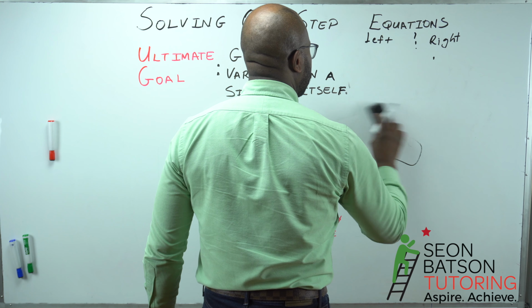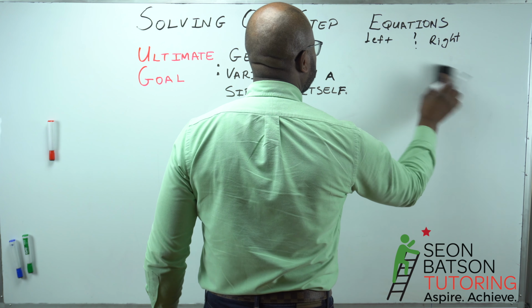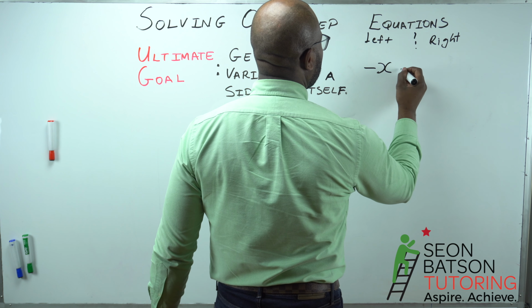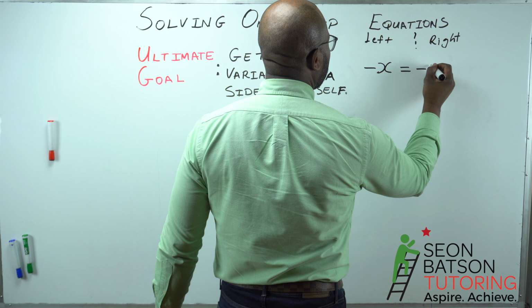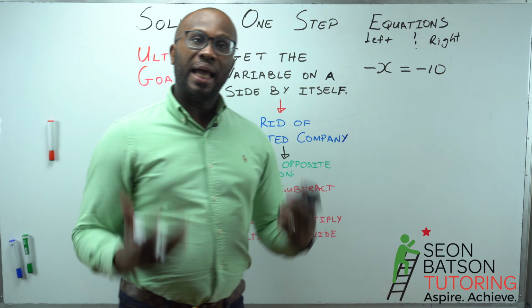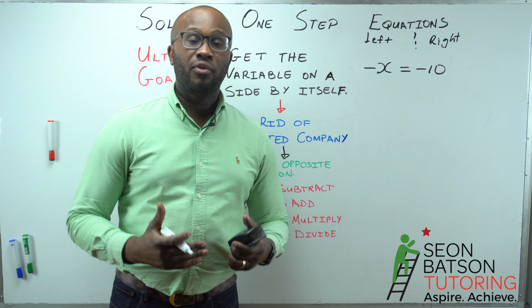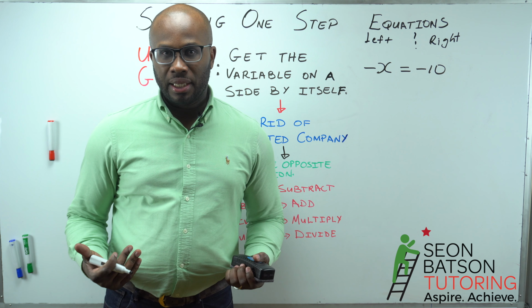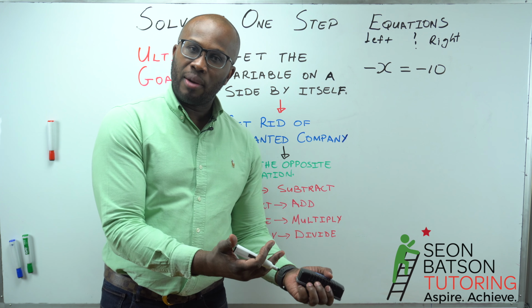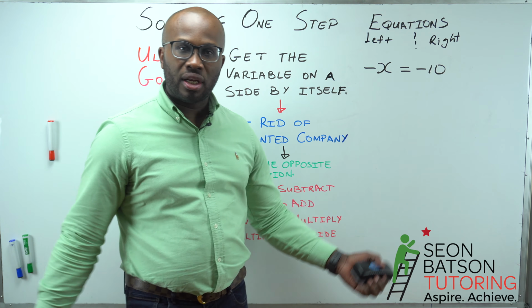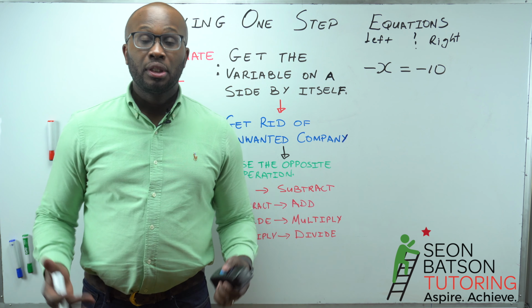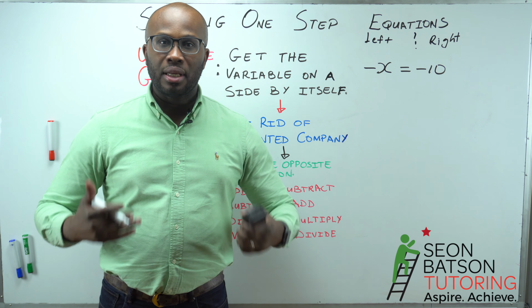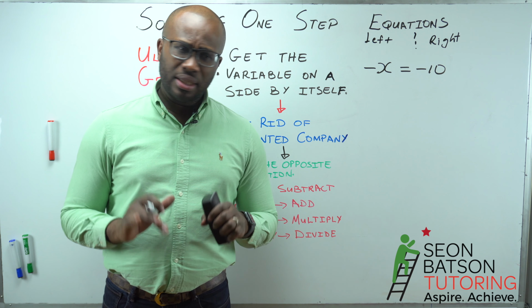It's a very simple concept here. All we have to keep in mind is our goal is to get the variable that we are solving for by itself, positive, on a side by itself. To get the variable by itself, we'll just have to get rid of an unwanted company. To get rid of the unwanted company, we will use the opposite operation. Very simple process, my friends.